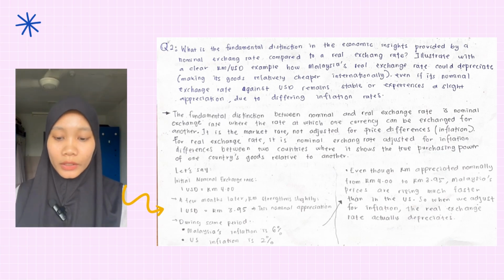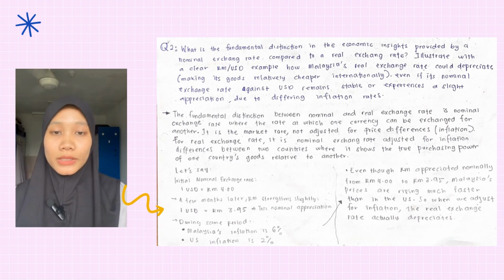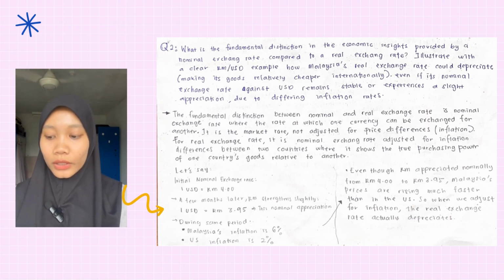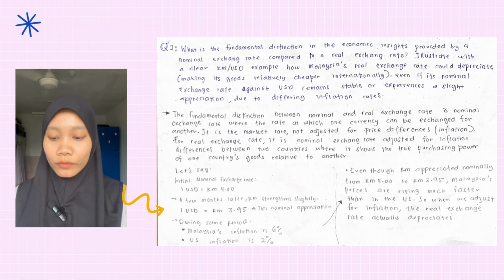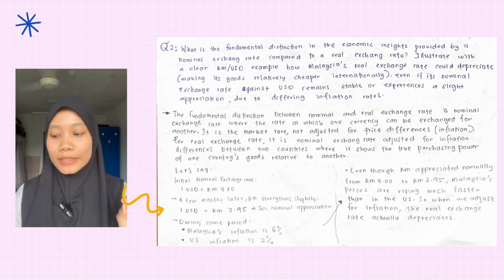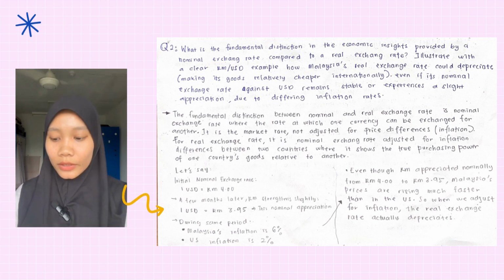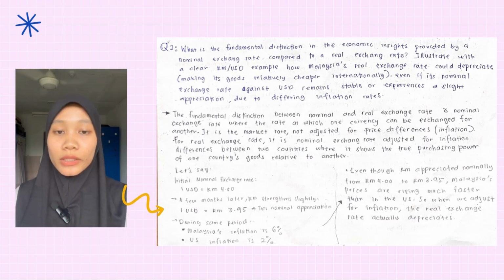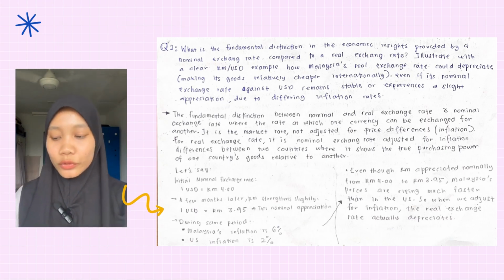So if you want to know the real exchange rate, we take the nominal rate multiplied by the foreign price level per domestic price level, where we get 3.95 multiplied by 1.02 per 1.06, and we will get 3.8. So when we get the real exchange rate 3.8, we can see that even though the nominal rate is stronger, the real rate is lower, meaning Malaysian goods are now cheaper compared to US goods.